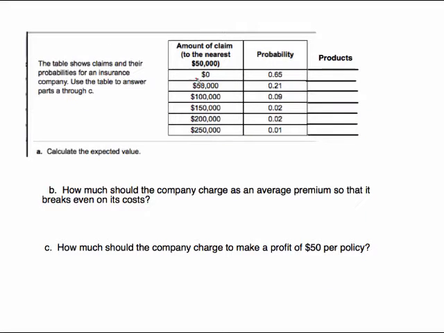Insurance companies need to look at an expected value to decide what to charge for their premium. So what this chart is showing us, it's the claims and the probability of those claims. So the probability over the years that this insurance company will pay out $0 is 0.65. So most of the time they're not paying out any kind of claim. So the product of 0 times 0.65, of course, is 0.